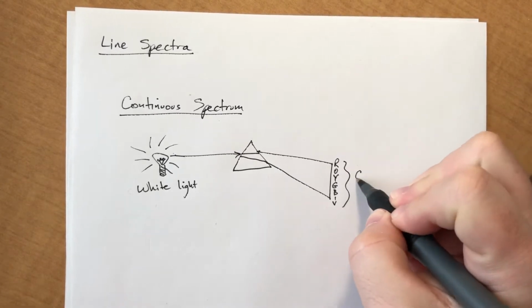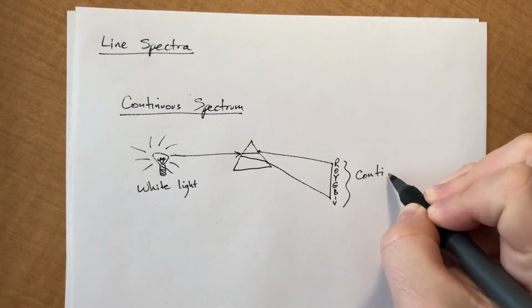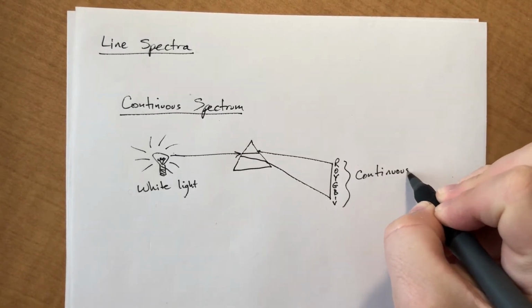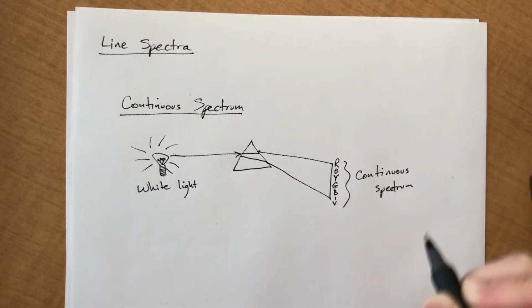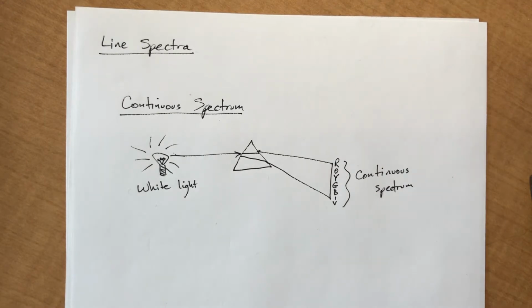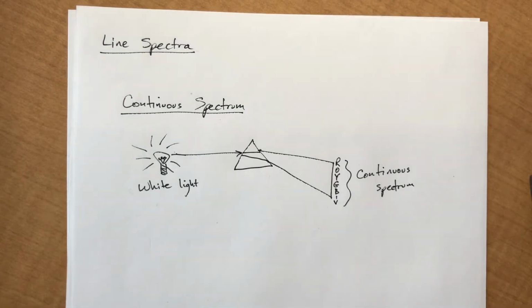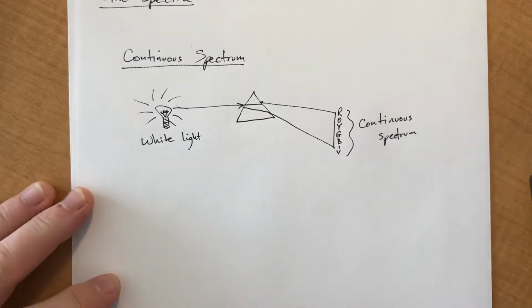This is a continuous spectrum. You would get an equal amount of everything, and there would be no gaps in there at all. What we are talking about is something called a line spectrum, or line spectra in general.